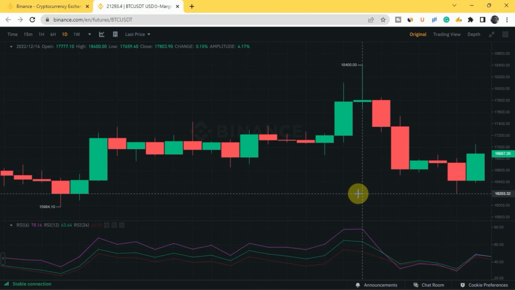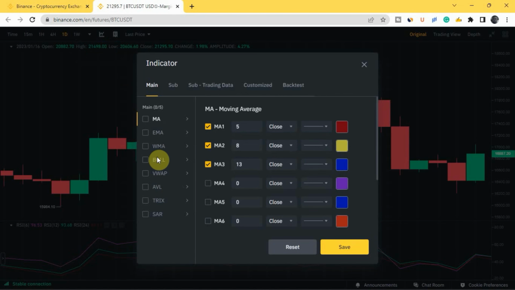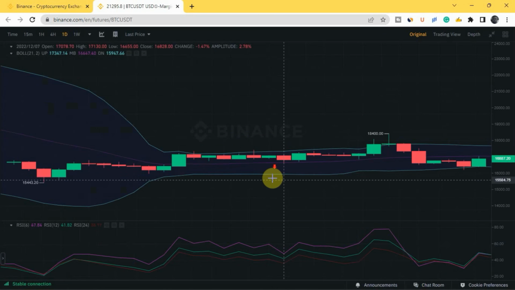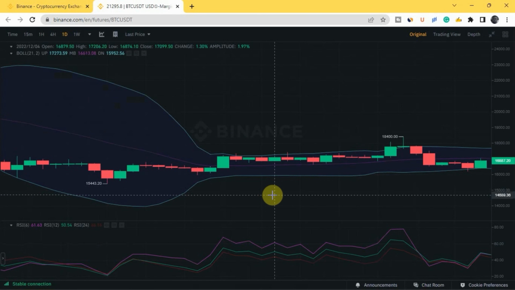Now, for you to get a perfect prediction for your trades, I always advise that you use more than one indicator. So you can combine the RSI indicator and the Bollinger Band indicator. So let me combine the two right here. We have the RSI indicator right here. So let me pick the Bollinger Band indicator. It is right here, and I click on save. So you can see that we have two indicators right here. So you can use these two indicators to predict how you want to trade.